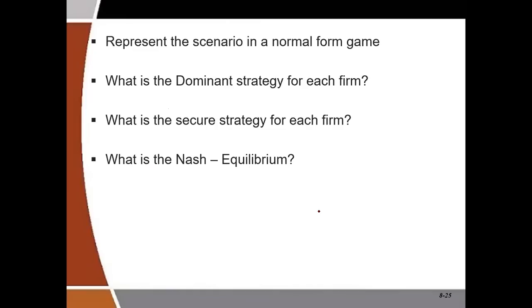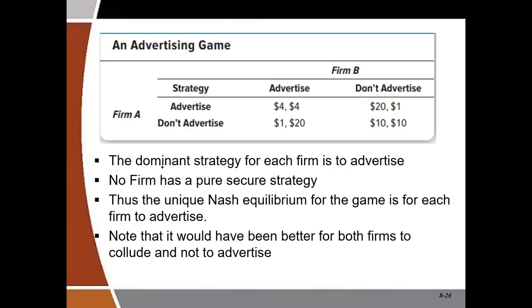Represent the above scenario in a normal form game. What is the dominant strategy for each firm? What is the secure strategy for each firm? What is the Nash equilibrium? So here we can clearly see that if both advertise, okay, all of them will get 4 million, 4 million. If both don't advertise, that's here and here, each of them will get 10 million, 10 million.